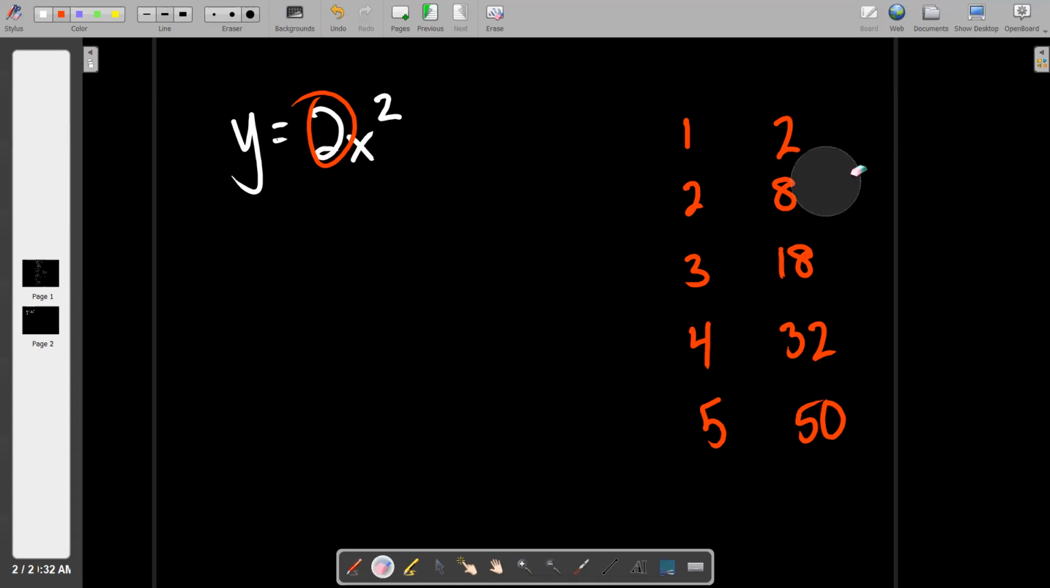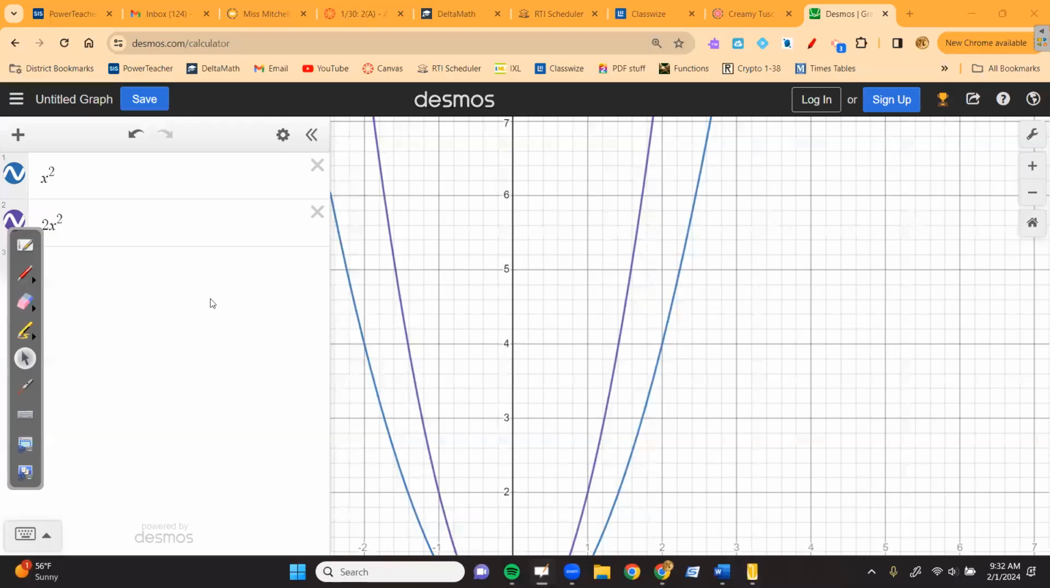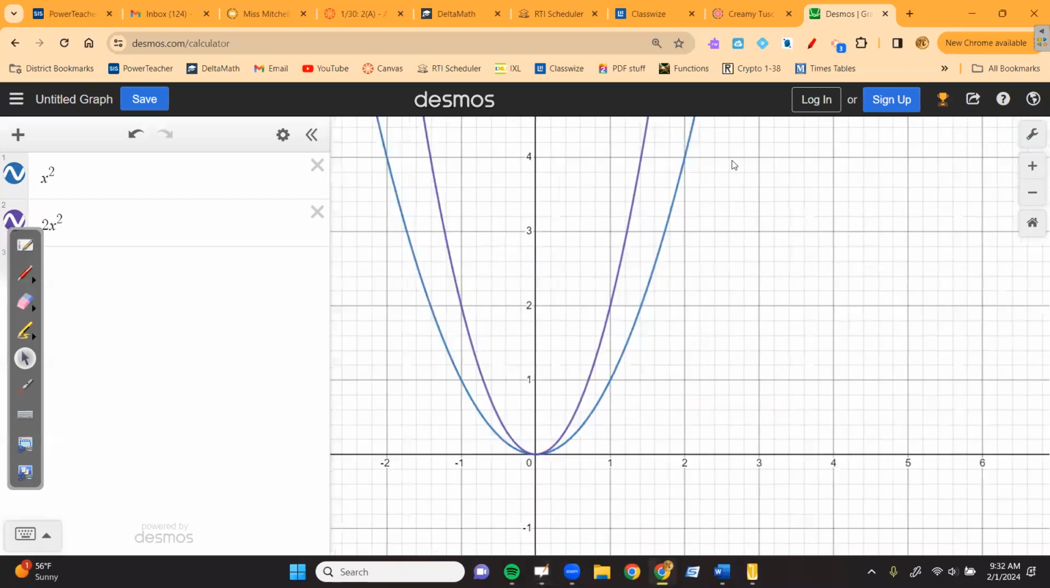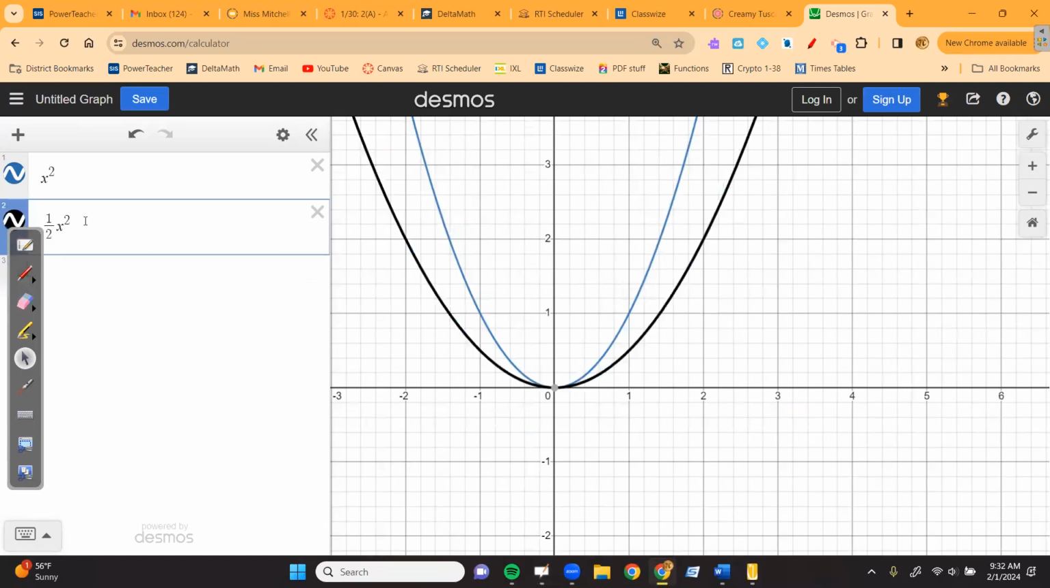So if I had something like, let's flip it on its head. Let's do it the other way. Let's say I did 1/2 of x squared. What do you think is going to happen to the graph? It's going to be wider. It's going to be fatter, right? And so if I get rid of this, and let me change this to 1/2 of x squared, and sure as shooting, like Seth said, look, it's a fatty.